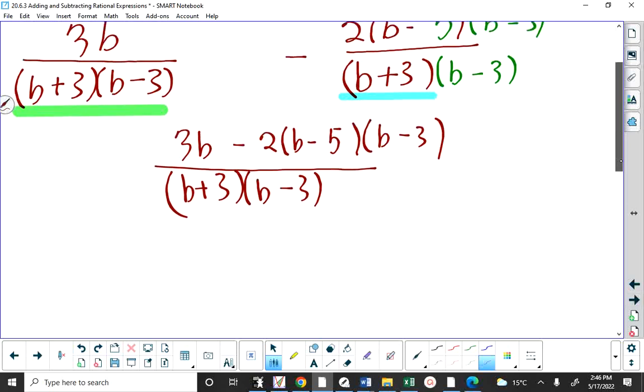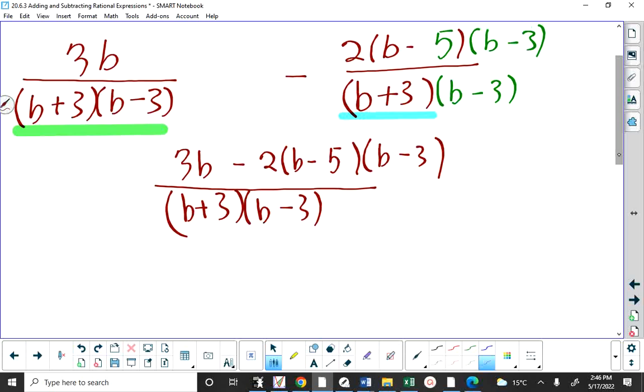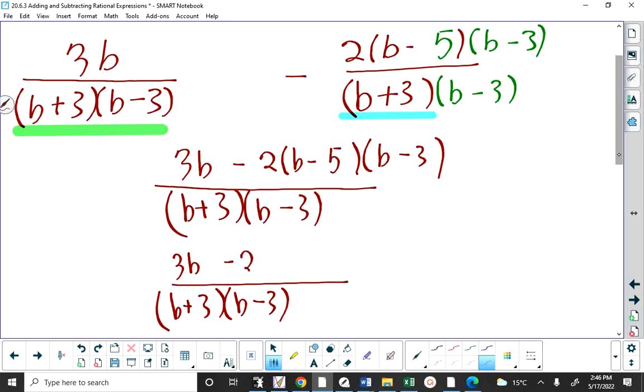So you now need to simplify that numerator. This is over b plus 3, b minus 3. I have 3b minus 2 times b minus 5 times b minus 3. Listen. When you multiply 3 things together, you have to pick 2 of them and multiply them together, and then take the result and multiply by the third.